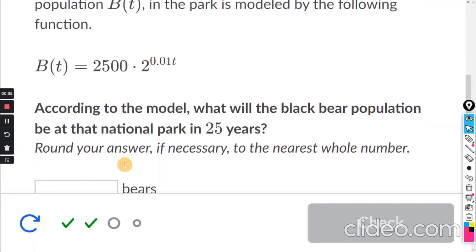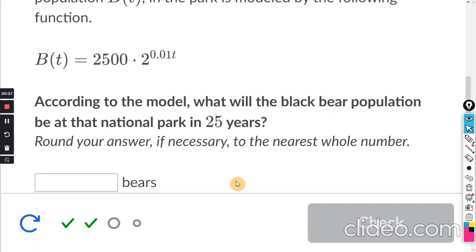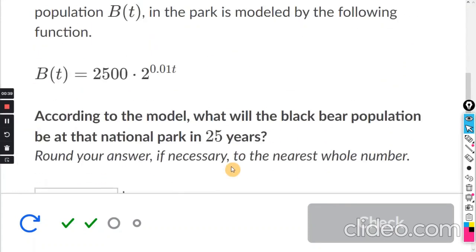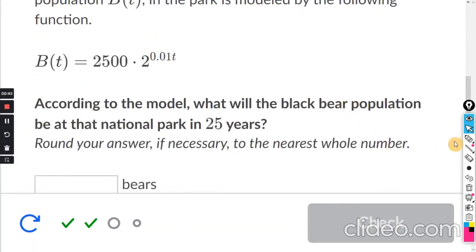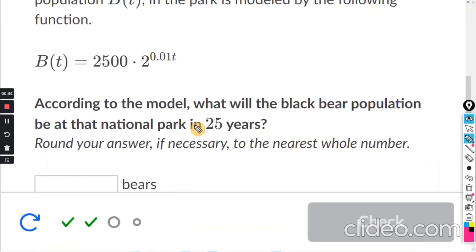All right, so this one's pretty simple. And it says round to the nearest whole number, so no decimal places. Since they're asking for the population in 25 years, we know that t represents the time in years, so t is going to equal 25. And the population is represented by B of t. So really, we're just plugging 25 into this equation.